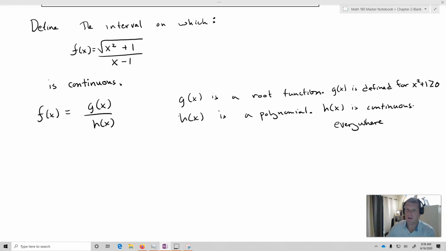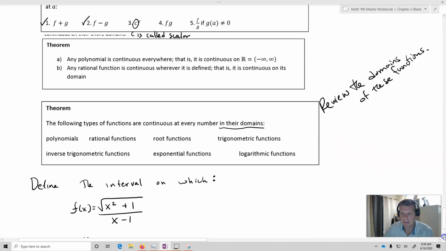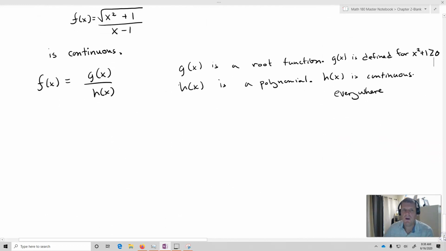Because if you remember, we'll go back up to our theorems. Our theorems say, well, any rational function is continuous wherever it is defined. That's great. And the following types of functions are continuous at every number in their domain. So we're going to have to actually define what the domain here is. So we've got to think about what's the domain of the square root of x squared plus 1.